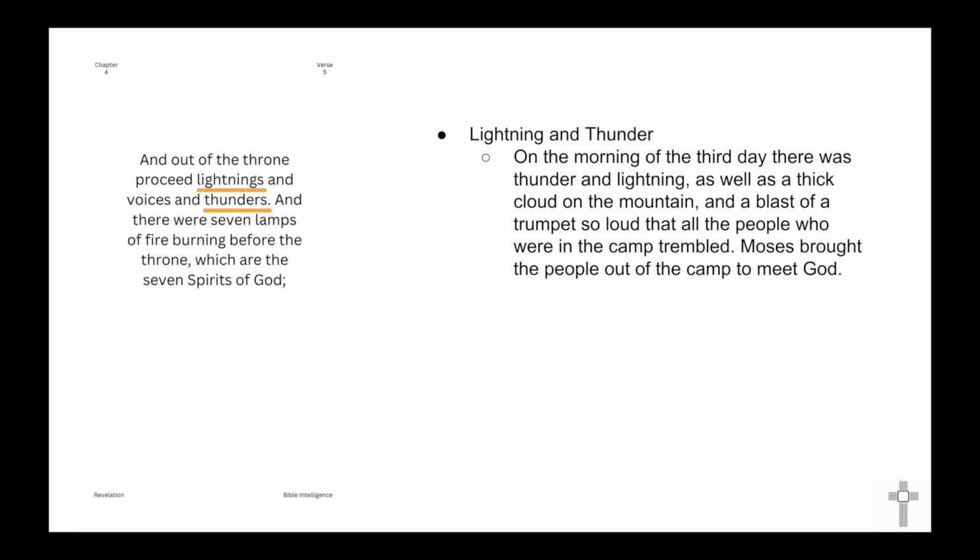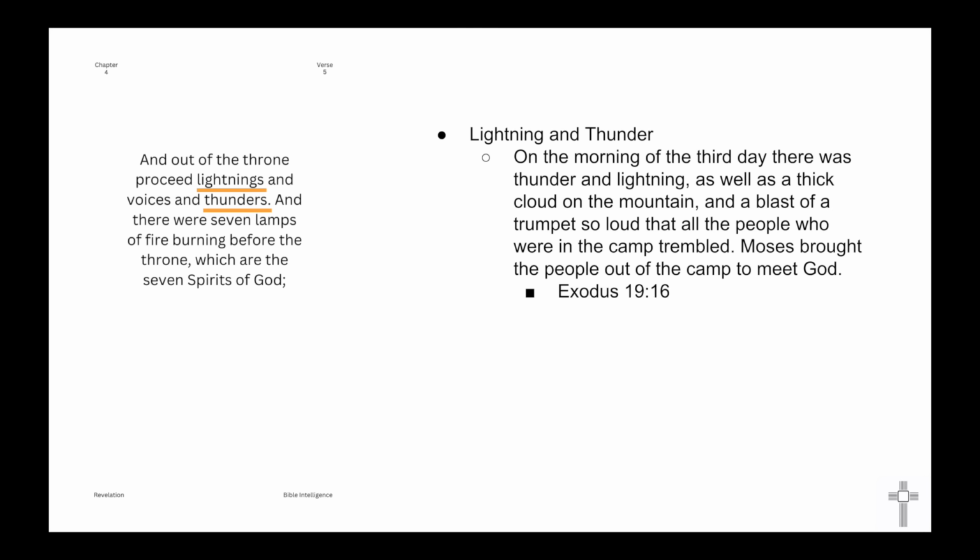I mean, there's this one. "On the morning of the 3rd day, there was thunder and lightning, as well as a thick cloud on the mountain, and a blast of a trumpet so loud that all the people who were in the camp trembled. Moses brought the people out of the camp to meet God." And remember, we were reading this a little bit earlier in the video.